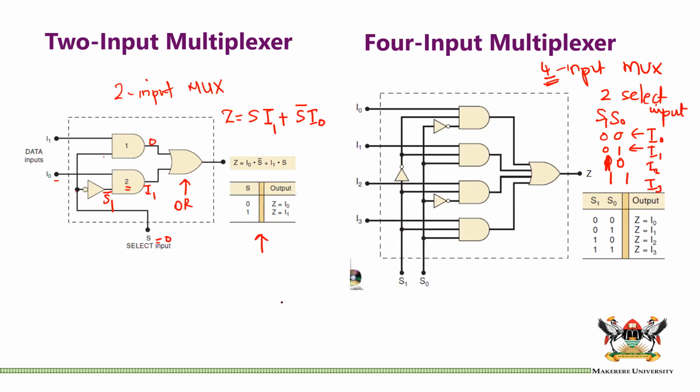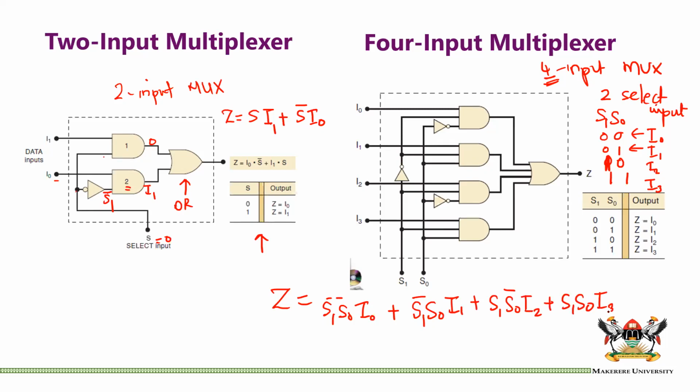And so your equation can be Z is equal to S1 inverse S0 inverse I0, plus S1 inverse S0 I1, plus S1 S0 inverse I2, plus S1 S0 I3. You can see that depending on whatever combination of inputs, 3 of these terms will go to 0 and we will remain with the other term giving us the output.